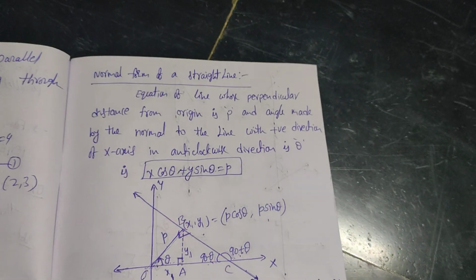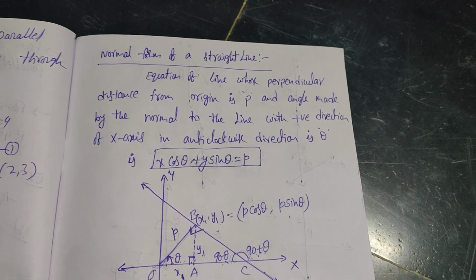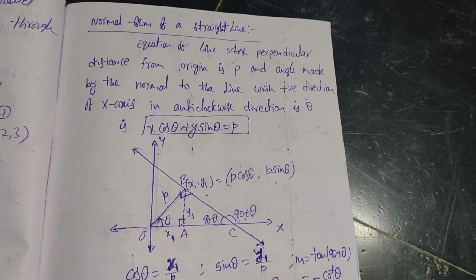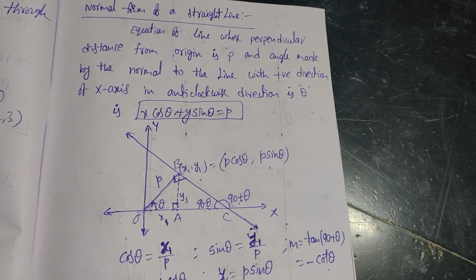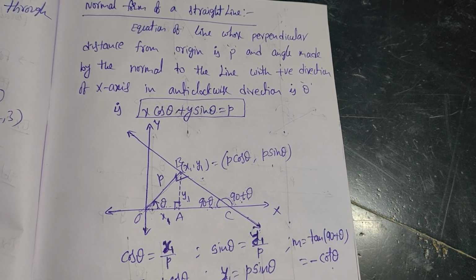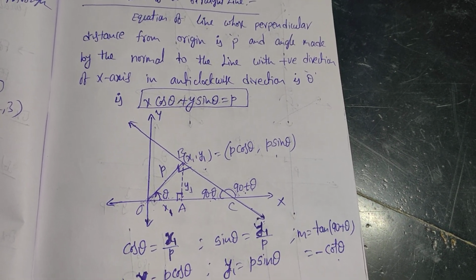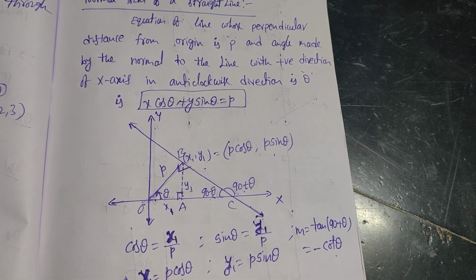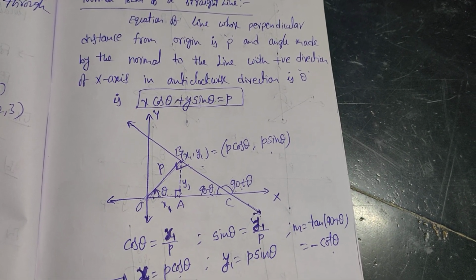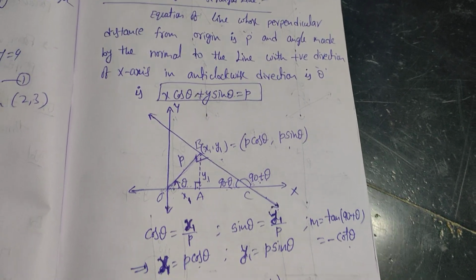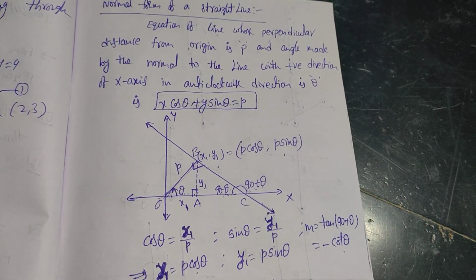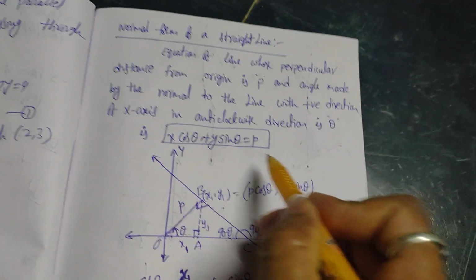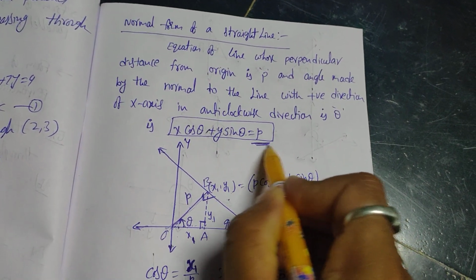To get the normal form of a straight line, the required conditions are that we have to know the distance from the origin to that straight line, and the angle theta that the perpendicular or normal to that straight line makes. If you know those two, you can write the normal form, that is nothing but x cos theta plus y sin theta is equal to p. You just understand that this p is always positive.